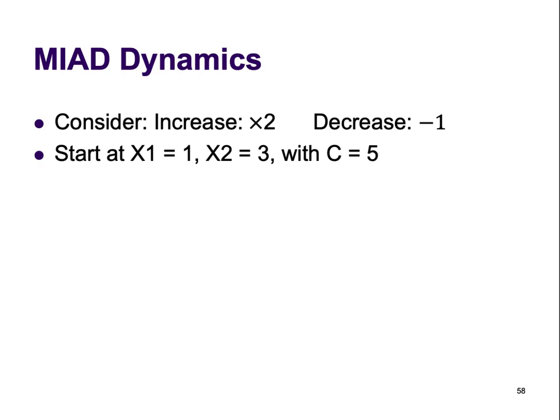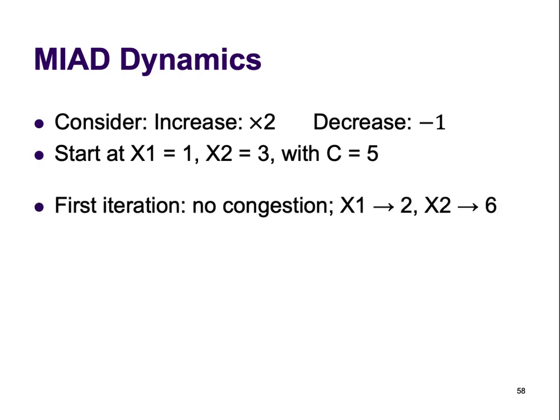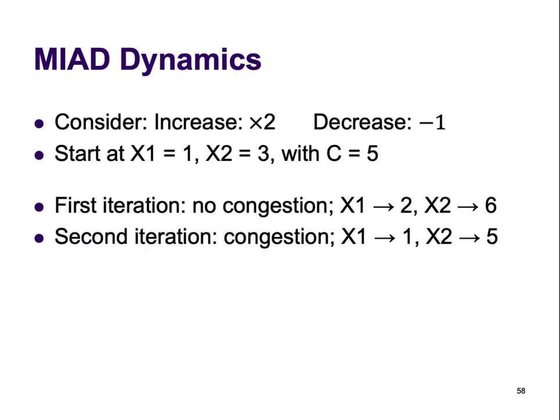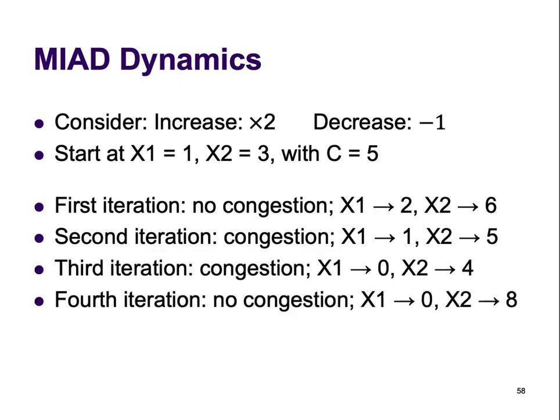So let's walk through an example here. In the first iteration, we had x1 and x2, 1 and 3. There was no congestion, so they both multiplicatively increased to 8, 6 plus 2. In the second iteration, we have congestion, they'll cut down. Third iteration, cut down again. Fourth iteration, no congestion, go up. Now look at what has happened here. x1 is at 0 and x2 is at 8.